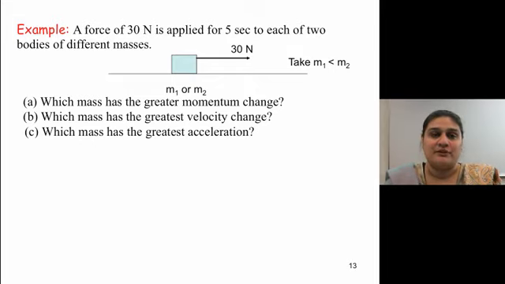for momentum. A force of 30 newtons is applied for 5 seconds to each of the 2 bodies of different masses, mass 1 and mass 2. Take mass 1 to be less than mass 2. A. Which mass has the greater momentum change? B. Which mass has the greatest velocity change? C. Which mass has the greatest acceleration?